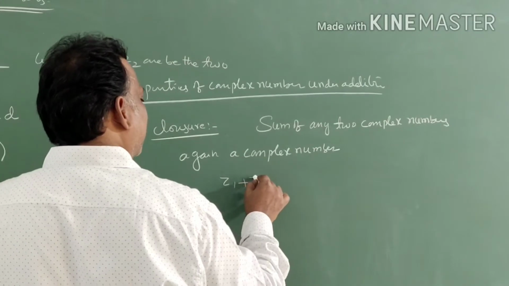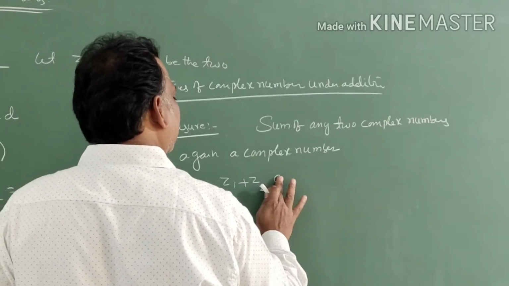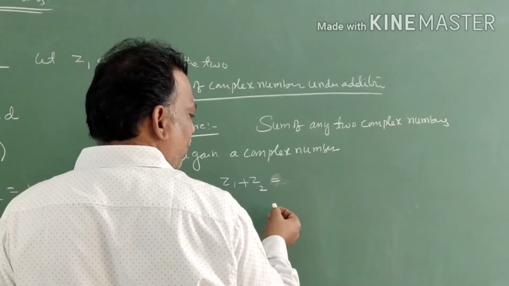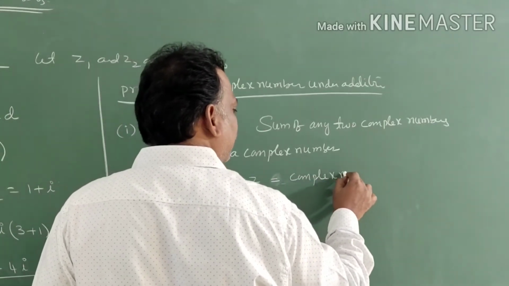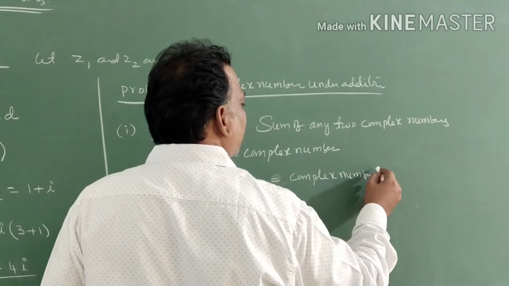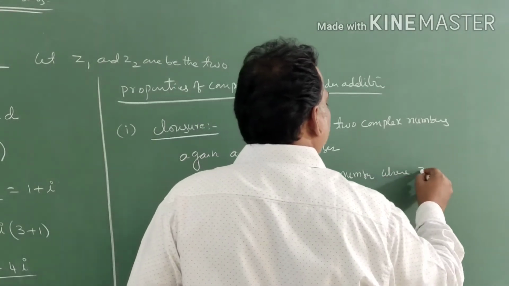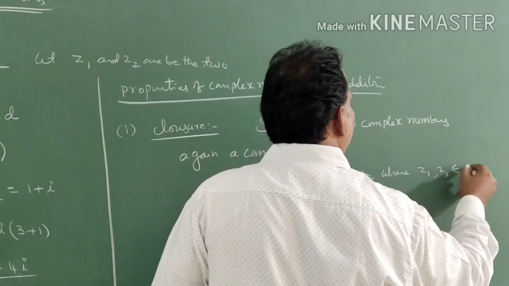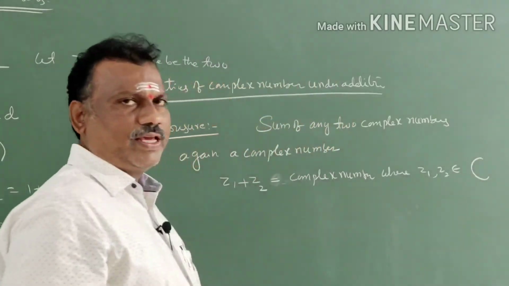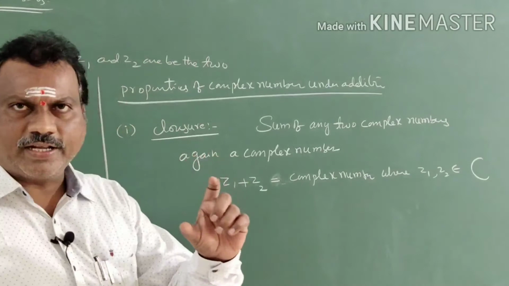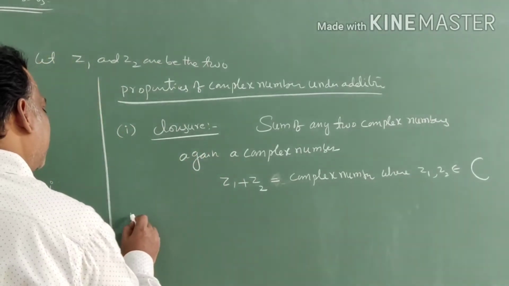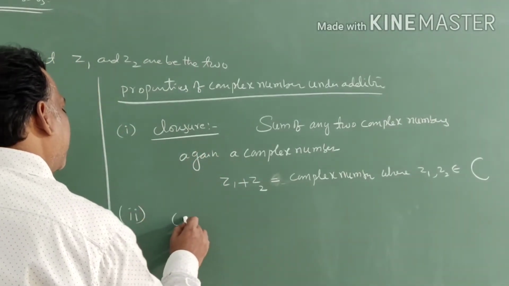Z1 plus Z2 is equal to some complex number, you will get again, where Z1, Z2 belong to the complex number system. Here C represents complex numbers. So the closure law is satisfied. Now we are going to check the commutative law.